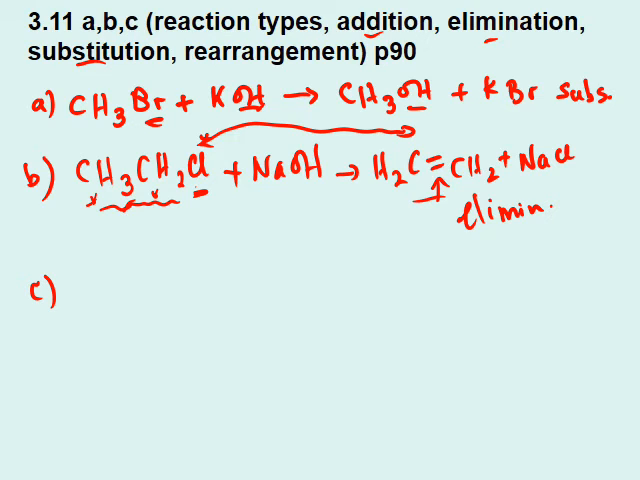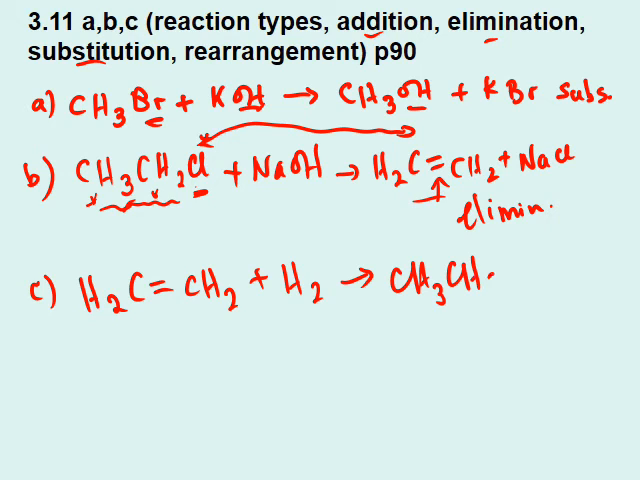Now part C, you're going to write down CH2=CH2 plus H2. This gives CH3CH3. Again, here you can see that you started with an unsaturated compound with a double bond, but you ended up with CH3CH3, no double bond there. So what is happening here? One hydrogen is added here, the other hydrogen is added here. So that's purely an addition reaction.